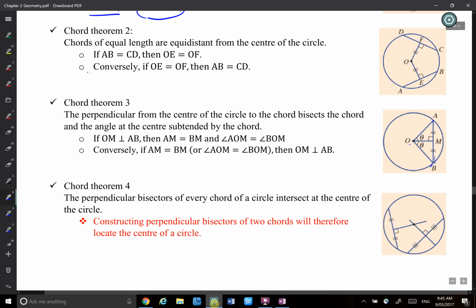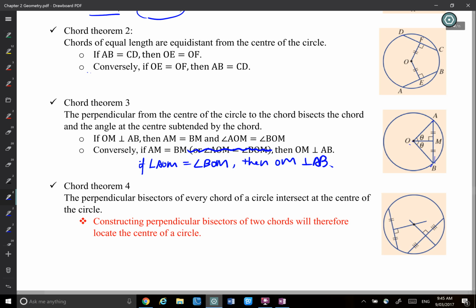If AM equals BM, then OM must be perpendicular to AB. And it also gives that if angle AOM equals angle BOM, then OM will be perpendicular to AB. It's actually giving you two things, not only one. If AM equals BM, then it's perpendicular. If those two angles are equal, then it's perpendicular as well. So you need to prove two things here.